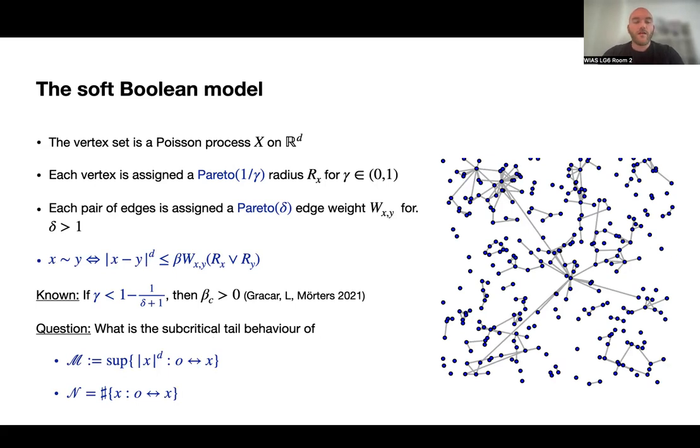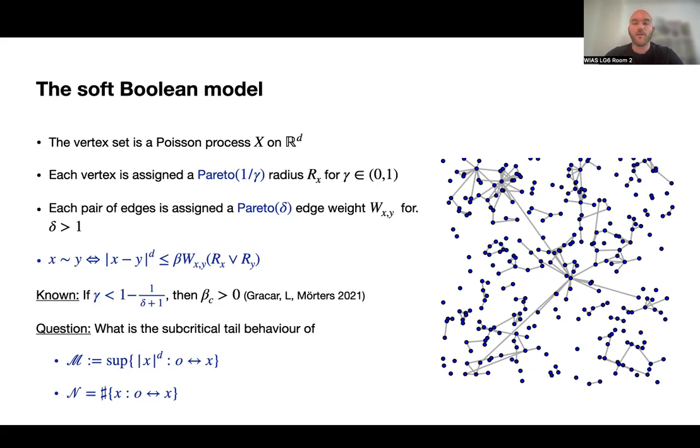Yes, it is. At least if gamma is small enough. So if gamma is smaller than 1 minus 1 over delta plus 1, so let's say the radii are small enough compared to the long-range effects, then the critical percolation intensity is indeed positive, and we can choose small enough beta to only see finite components.